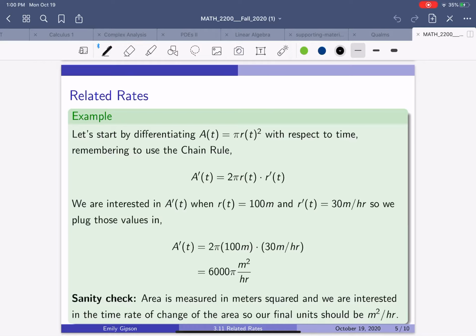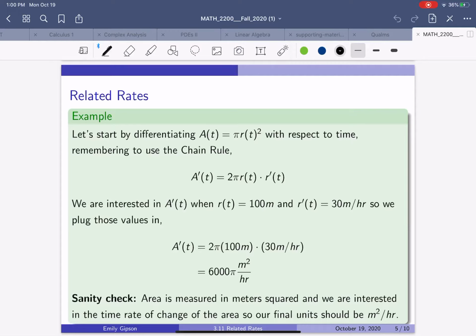And we're interested in A prime of t when r of t equals 100 meters and r prime of t equals 30 meters per hour. So we plug and chug those values in. A prime of t equals 2 pi times 100 meters times 30 meters per hour. And we get 6,000 pi meters squared per hour.